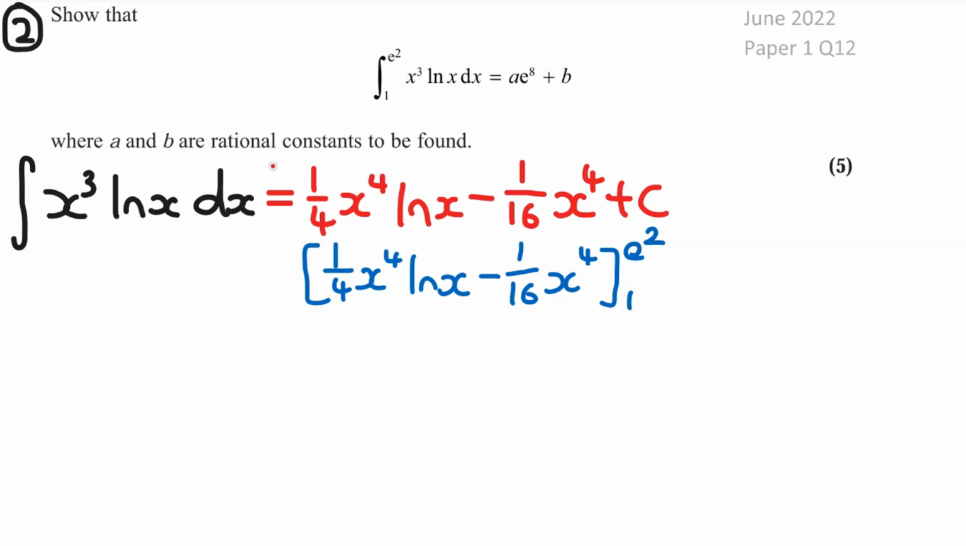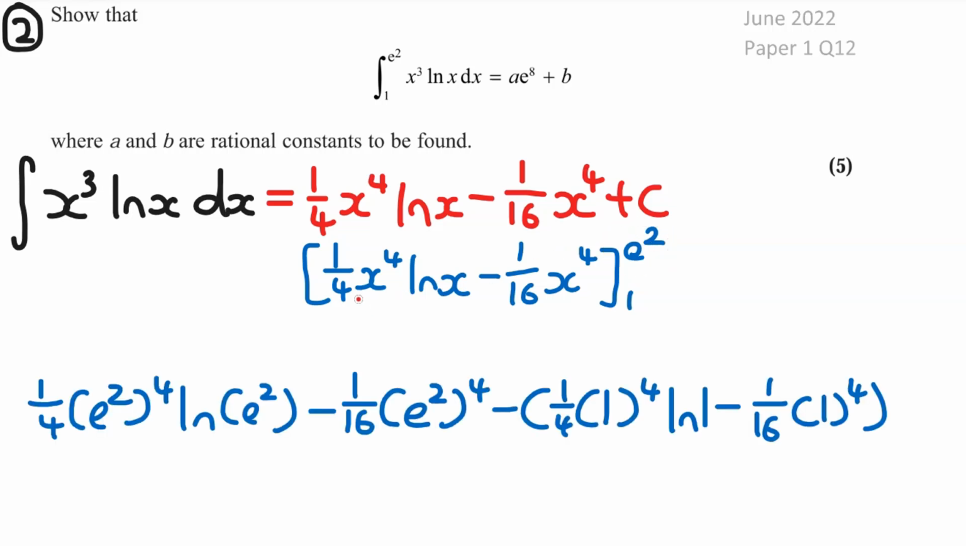So we've shown that the integral is equal to this here, so now we need to plug in the limits of 1 and e squared. First let's focus on e squared, so it's going to be a quarter, and then e squared to the power of 4 instead of x to the power of 4, and then the natural log of e squared, and then minus 1 over 16 e squared to the power of 4. Then it's going to be minus, and we're going to sub in 1, so it's going to be a quarter 1 to the power of 4, the natural log of 1, minus 1 over 16, 1 to the power of 4. We can simplify this because natural log of 1 is 0, so this term will just go away.